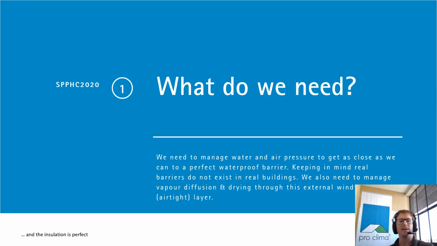So what do we need? We need to manage water and air pressure to get as close as we can to a perfect waterproof barrier on the outside, keeping in mind real barriers do not exist in real buildings. We may get water ingress into that system, which we need to account for, and drying capacity. And we also need to manage vapor diffusion and drying through this external wind-tight, airtight layer on the outside of the structure. So we need to basically work out what's going to work in what climate we're designing for.